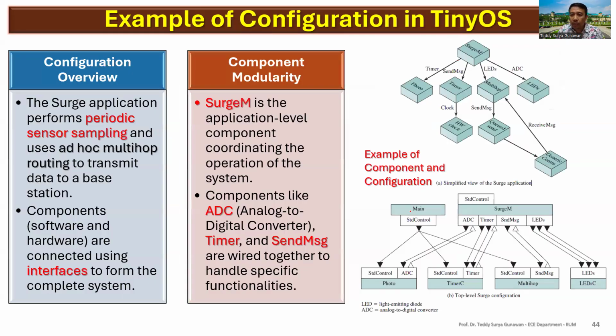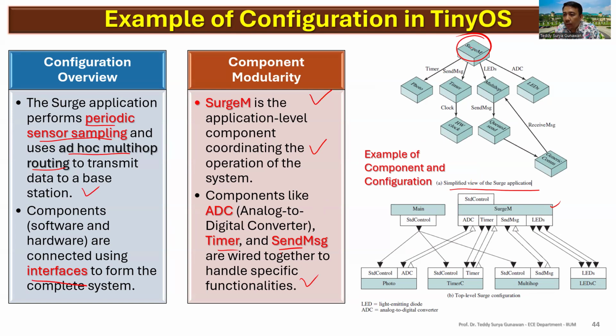Okay, so this is an example of configuration in TinyOS. This is the Surge application. It performs periodic sensor sampling and ad hoc multi-hop routing to transmit data to a base station. The components and software are interconnected using the interface to form the complete system. The module here is SurgeM, the application-level component connecting the operation of the system. And we have components like ADC, Timer, and SendMessage wired together to handle specific functionalities.